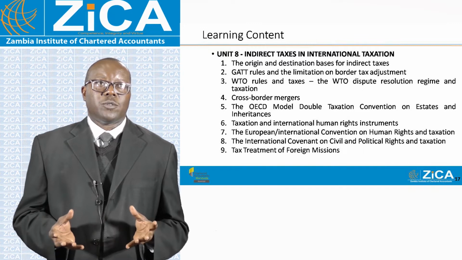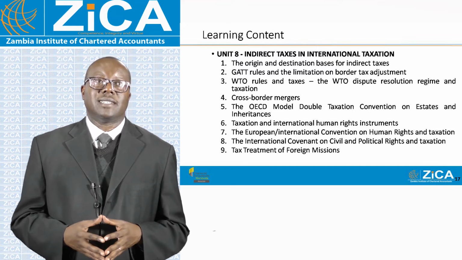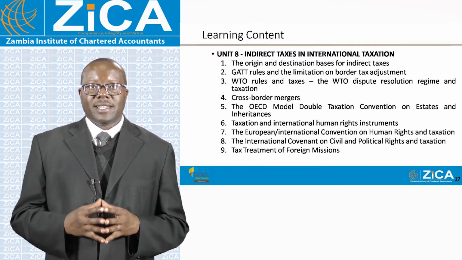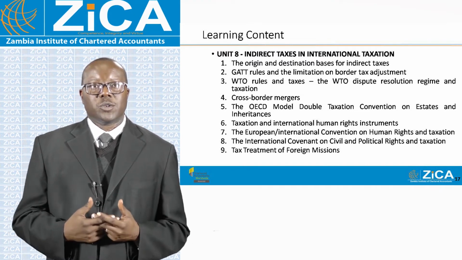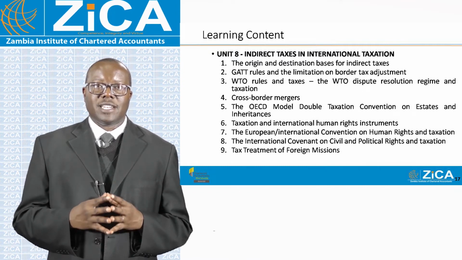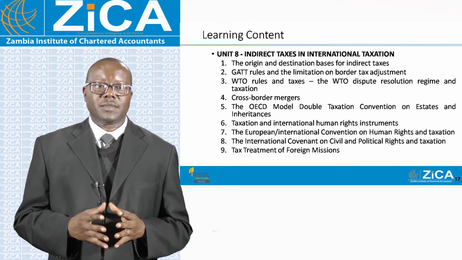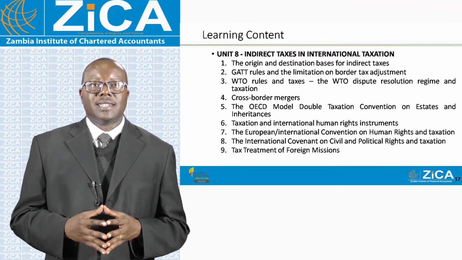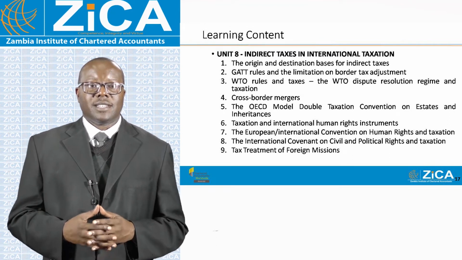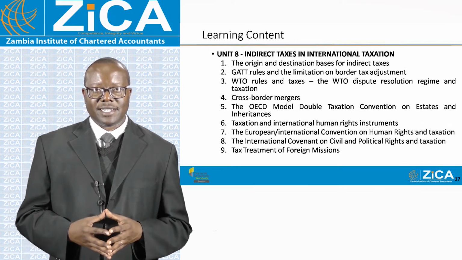5. The OECD Model Double Taxation Convention on estates and inheritances. This clearly arises in areas where there is a system of inheritance tax or a system of estate duty, which are applied on estates of deceased persons who are individuals. 6. Taxation and international human rights instruments. 7. The European and International Convention on Human Rights and Taxation.